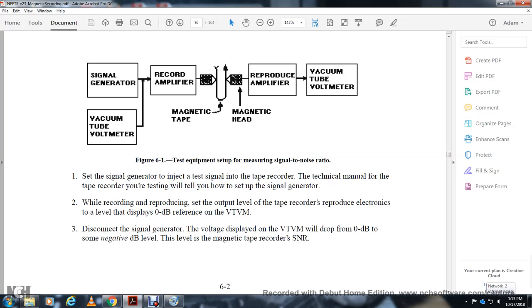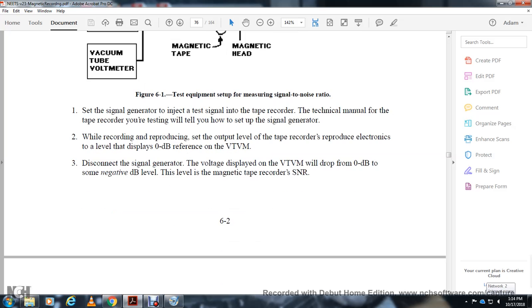The technical manual for the tape recorder you are testing will tell you what signal generator level to record to produce the output level of the tape recorder electronics. The level is displayed in decibels referenced to the vacuum tube voltmeter. The signal generator voltage displayed on the vacuum tube voltmeter is set to 0 decibels, and the decibel level of the noise gives the magnetic tape recorder signal noise ratio.